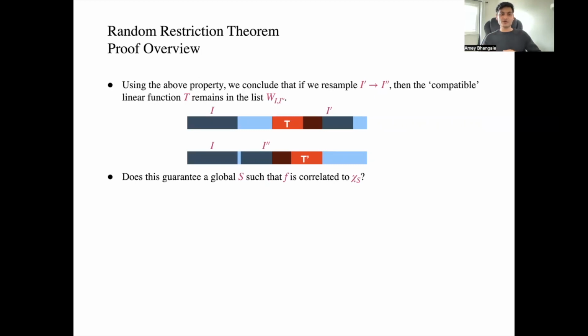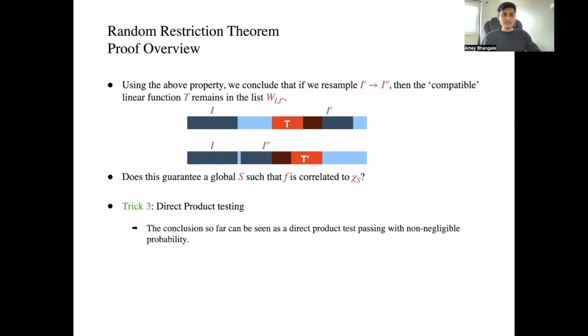Okay, so we have this condition now that you sample I and you sample I prime and you resample I double prime, then we have compatible linear functions in the list, compatible in the sense that suppose the restricted function here is correlated to this linear function T, then the restricted function over here typically is correlated to the linear function T prime, which is just the same set, but you remove this part of the restriction from this set T. So if we have this guarantee, does that mean that there is a global linear function so that F is correlated to chi S?